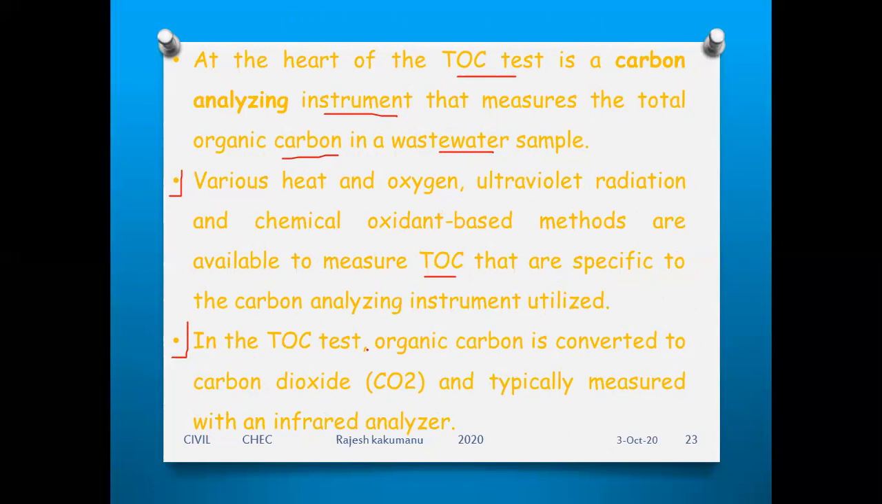In the TOC test, organic carbon is converted to carbon dioxide. So in the TOC test, whatever organic carbon is present in the water is converted into carbon dioxide and typically measured with the infrared analyzer. So in the TOC we have various methods: infrared analyzer, carbon analyzer, ultraviolet radiation, chemical oxidant methods, heat and oxygen methods. That's why the method is very fast, easier to complete, giving the results very easily.